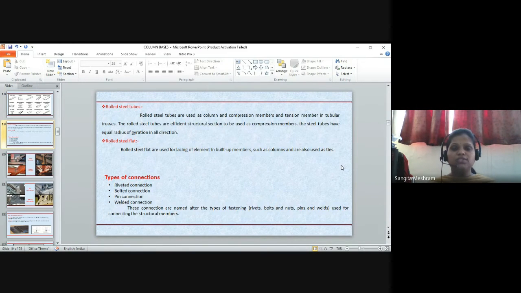Then rolled steel tubes we can use as a compression or tension member in case of trusses. In case of truss structure, we can use these steel tubes, rounded steel tubes.